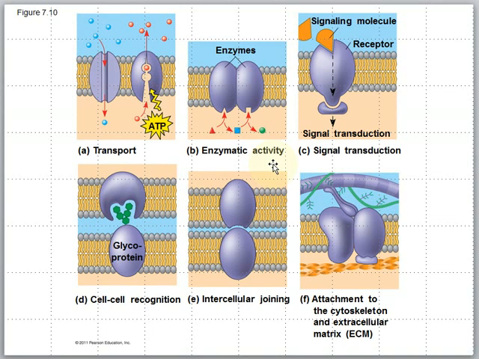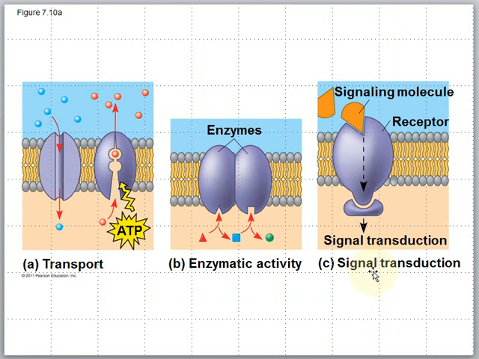On page 129, if you want to take a look in your textbook, here's this figure. I think it's 7.10, and it shows all 6 of the functions. Right up here at the top: transport, enzymatic activity, signal transduction, cell-to-cell recognition, intercellular joining, and then attachment to the cytoskeleton and the ECM. We'll look at each one of these in a little more detail, but on page 129 you can get a nice summary of all of this.